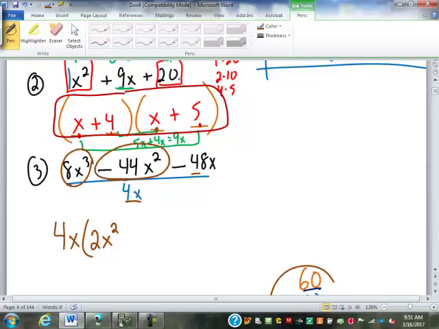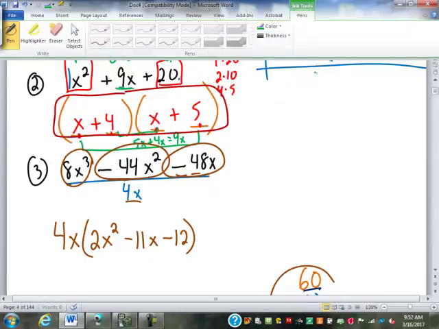Negative 44x squared divided by 4x. Negative 44 divided by 4 is negative 11. X squared divided by x is x. Negative 48x divided by 4x. Negative 48 divided by 4 is negative 12. And x divided by x cancels out.